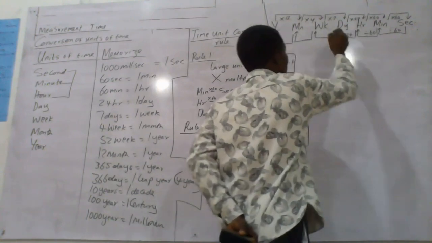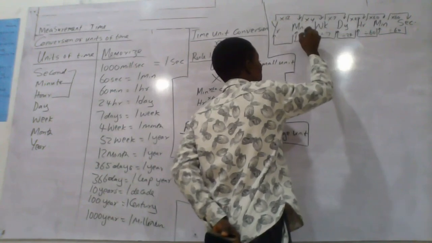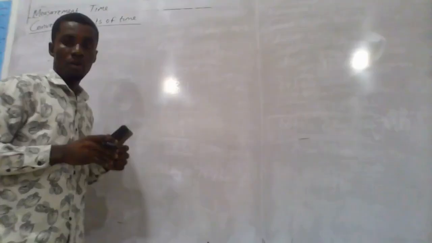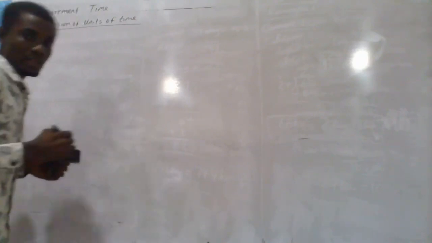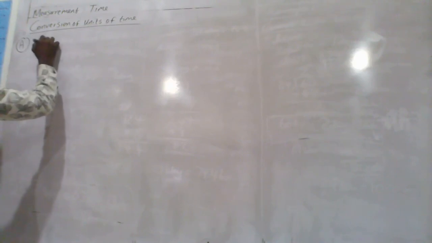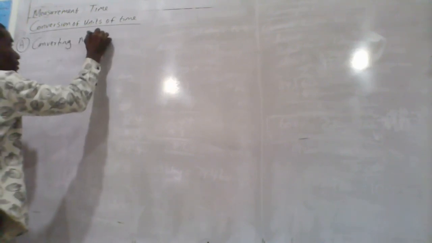Day to week, divide by 7. Week to month, divide by 4. Month to year, divide by 12, and so on. All right, so let's start our conversion with converting minutes to seconds.